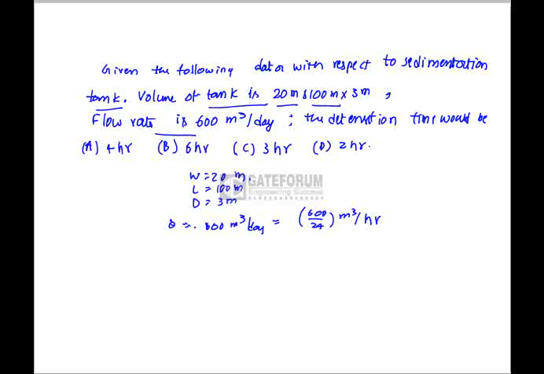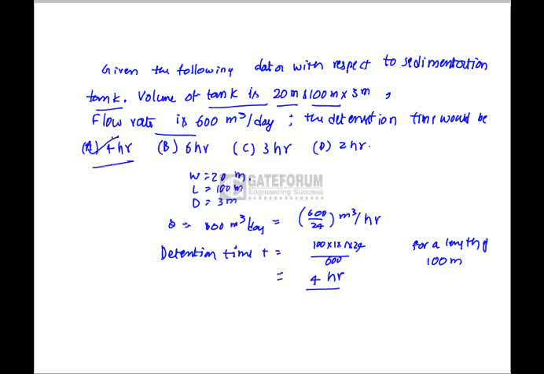So detention time T is equal to, for a length of 100 meters, 100 into 1 into 1 into 24 by 600, that is equal to 4 hours. So option A is correct.